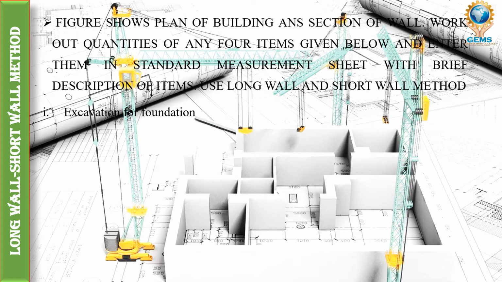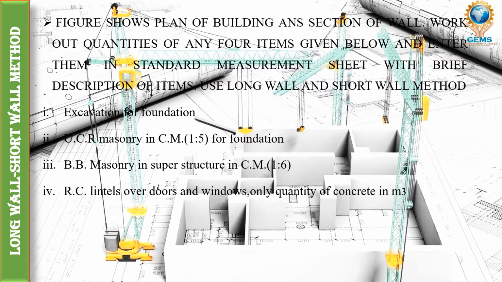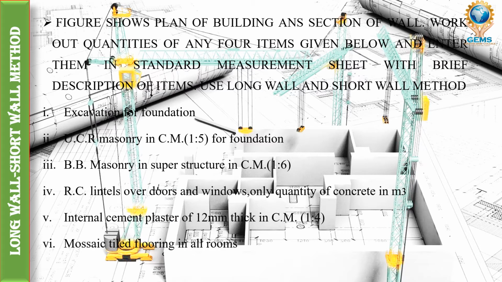This is a question we have already seen. The plan and the section are given. Then we need to find the 6 items of work for it and calculate the total quantity. The first two we have already seen in previous lectures. In this lecture we are going to calculate the quantity of BB masonry and RC lintels over doors and windows.